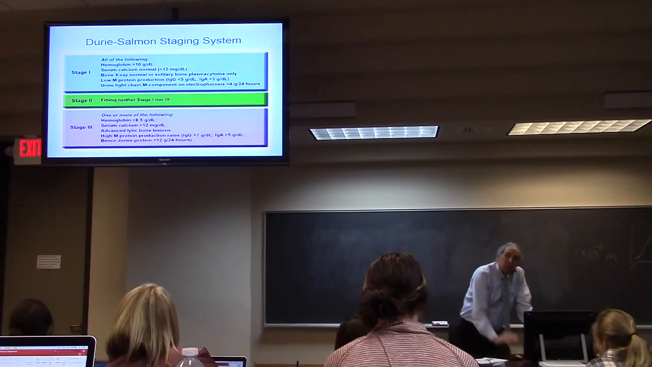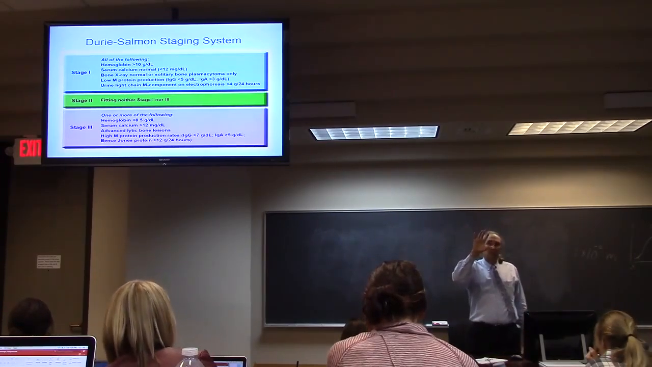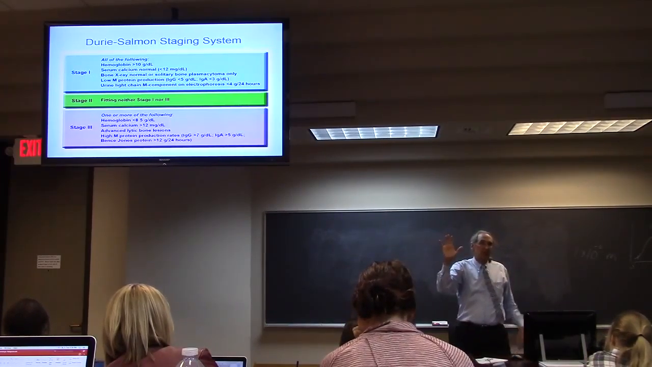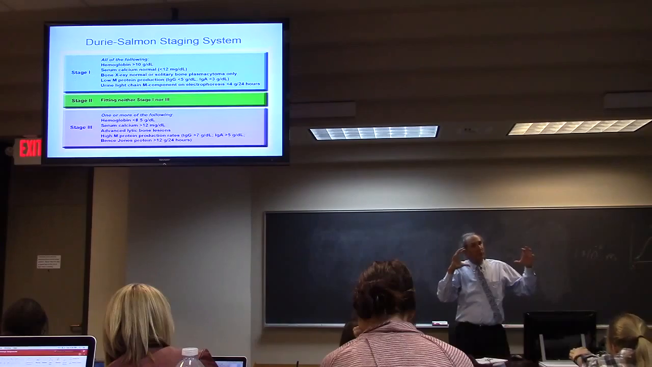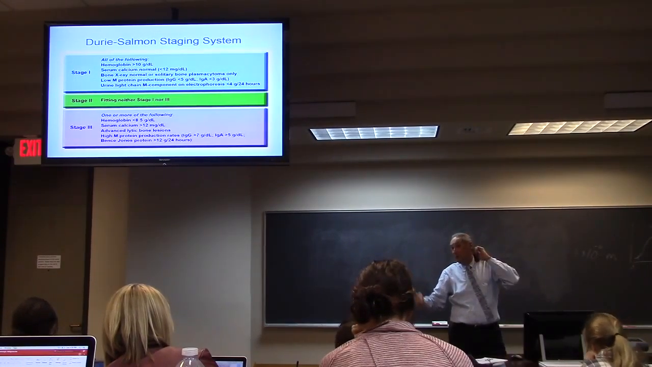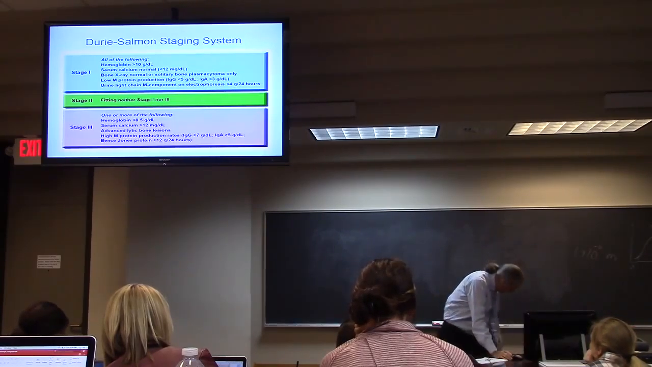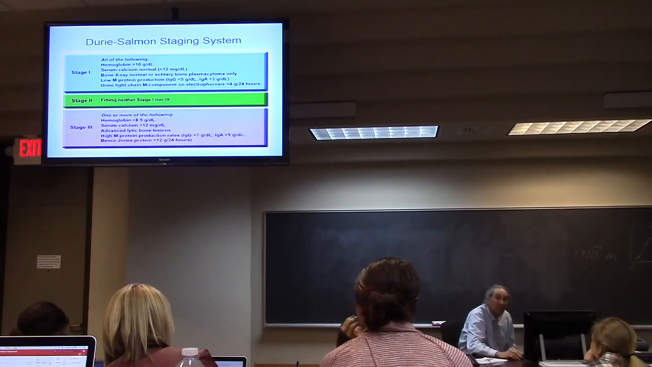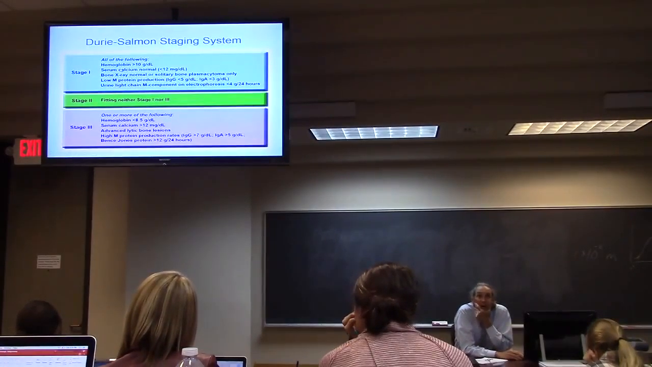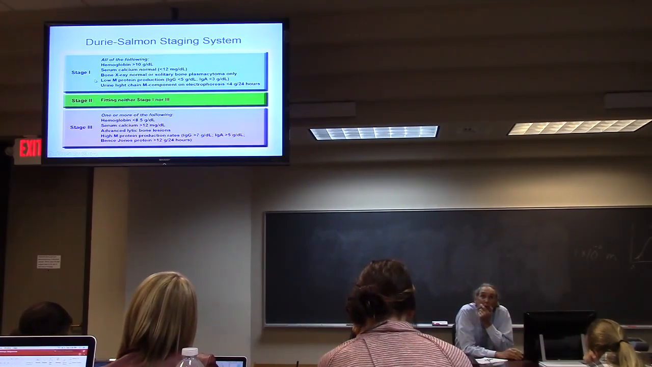Okay, so there are two different staging systems. We're not going to talk about this a lot. There's the Durie-Salmon staging and the International staging. Again, it's to define the tumor mass and to determine prognosis and the intensity of treatment. So basically, both of them depend, well, let's just talk about this. Are they anemic or not? Now this is a weird way of staging stuff.